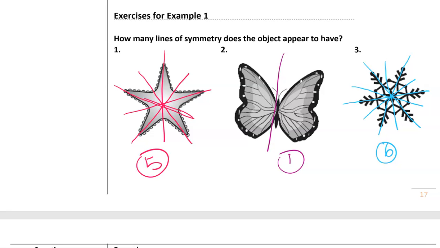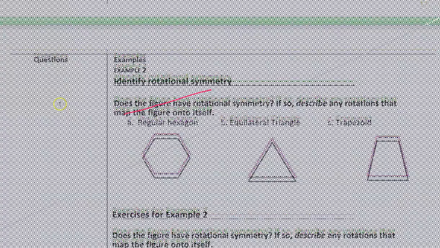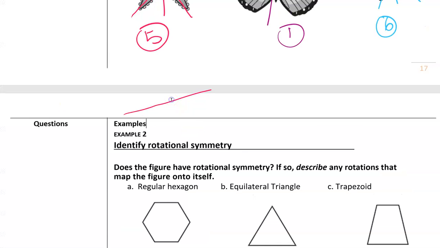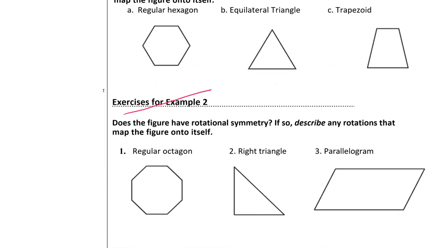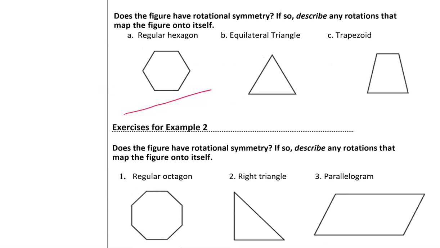Okay, let's move on to rotational symmetry. Oh, goodness. Okay, if this keeps going, I may have to start over, but let's keep going. Okay, we're going to try to ignore that line. Gosh, I'm so sorry. Okay, pretend that line doesn't exist. I don't know why that is right there.